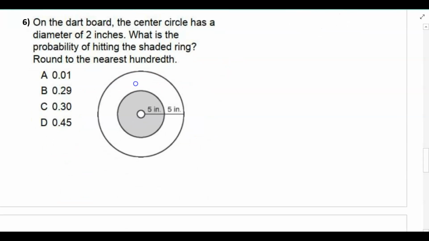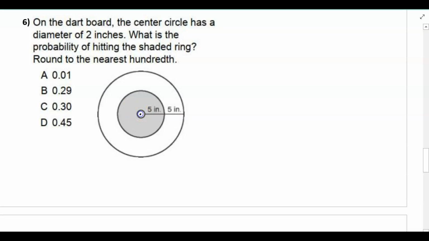Okay, next question 6. On the dartboard, the center circle has a diameter of 2 inches. What is the probability of hitting the shaded ring? Round to the nearest hundredth. Now, don't be fooled. They're telling you the center circle has a diameter of 2 inches. That's this little circle in here, which means if it has a diameter of 2, it has a radius of 1, okay? Please be careful.